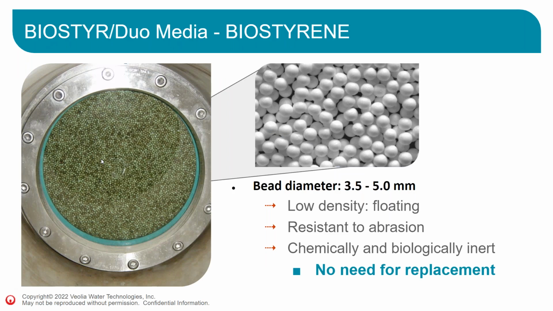Now we look at the components of the Biostyr cells. First, one of the main items of the Biostyr cell is its media. It's biostyrene. So these are small beads that will float. They are really light. They're resistant to abrasion and chemically inert, so there's no need for replacement. These are in the cells, and you don't need to replace them over time because they are typically not moving.